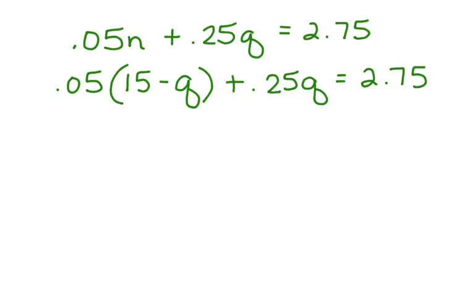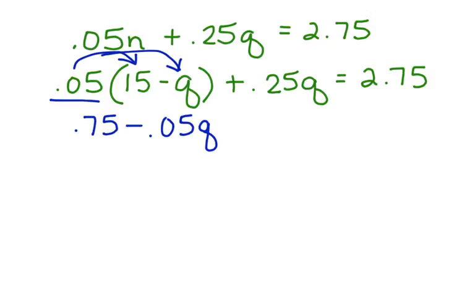So now we're going to solve for q, and we're going to do that by distributing this 0.05 to both of the values inside the parentheses. 0.05 times 15 is 0.75, minus 0.05 times q, so minus 0.05q, plus 0.25q equals 2.75.